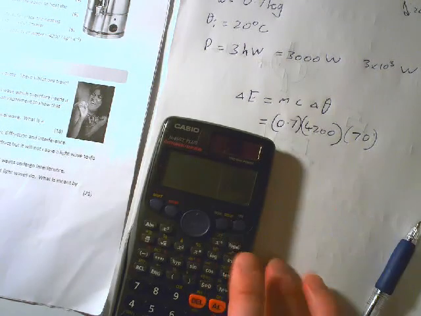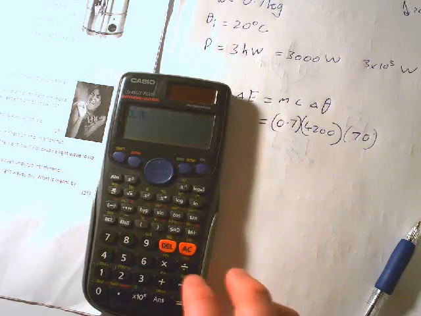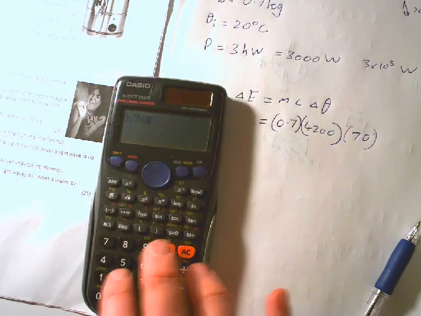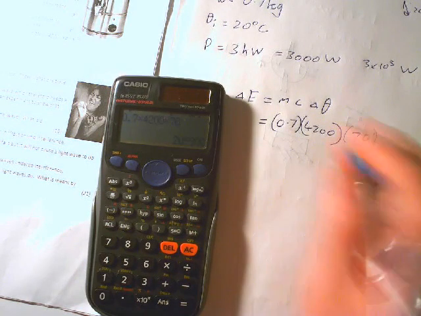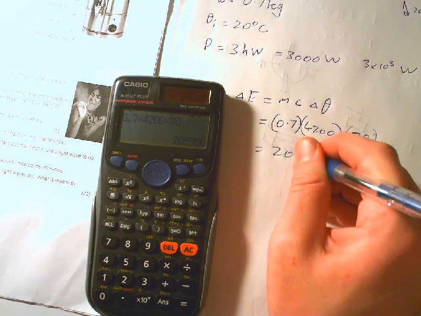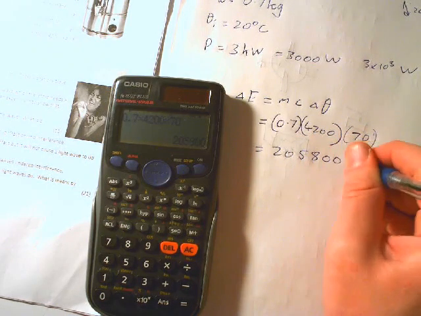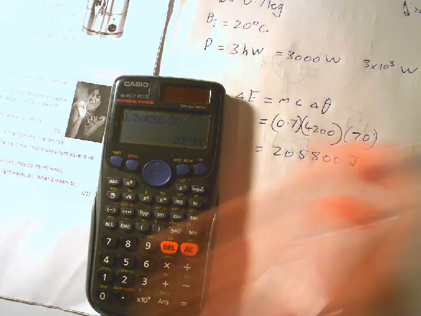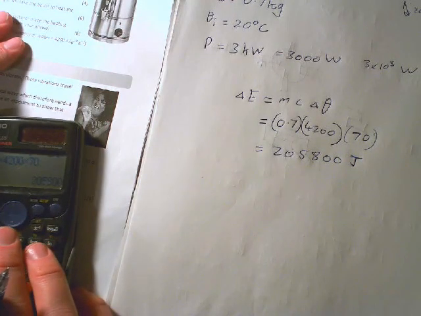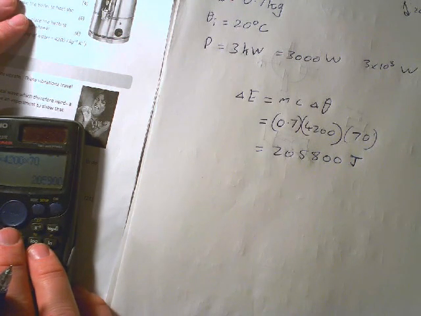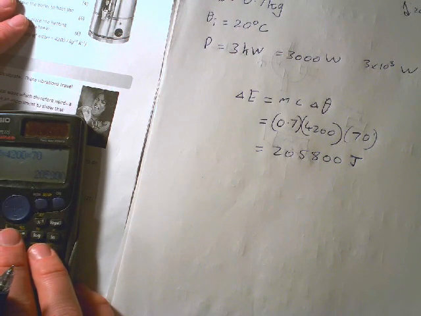So anyway, it's gone from 20 to 90. So the temperature change here is 70 Kelvin. I'll leave out the units. Now it's just a matter of finding out how much energy that would take. So 0.7 kgs times 4200 joules per kilogram per Kelvin times that Kelvin change of 70 gives me the amount of energy we need: 205,800. And again, energy, always joules.